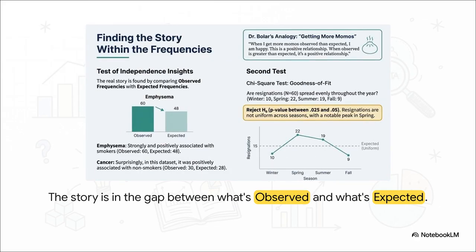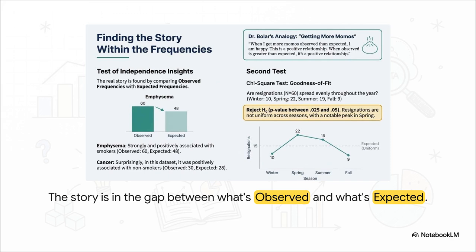So how do we actually find the story here? This is where it gets really cool. The secret sauce is comparing what we actually saw in our data, the observed numbers, with what we would have expected to see if there was totally no relationship at all. For instance, we observed 60 smokers with emphysema, but we only expected to see 48.